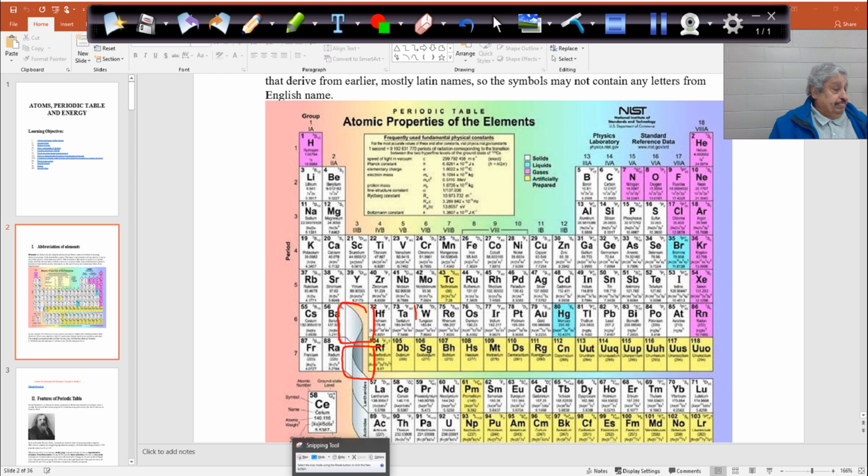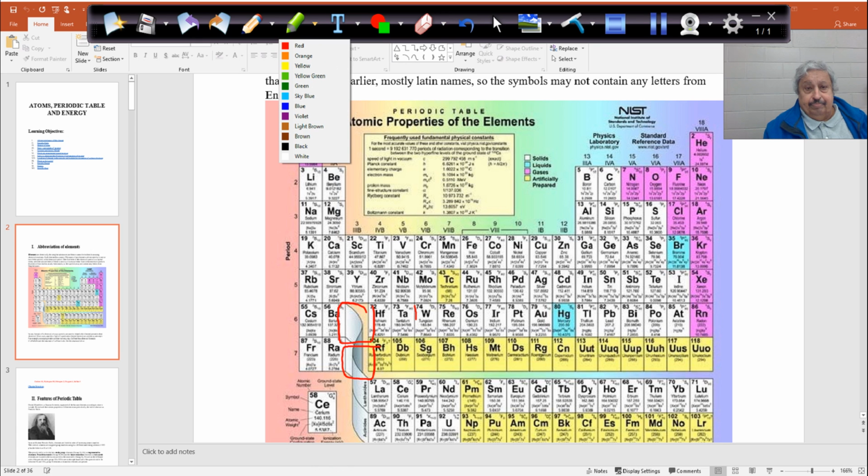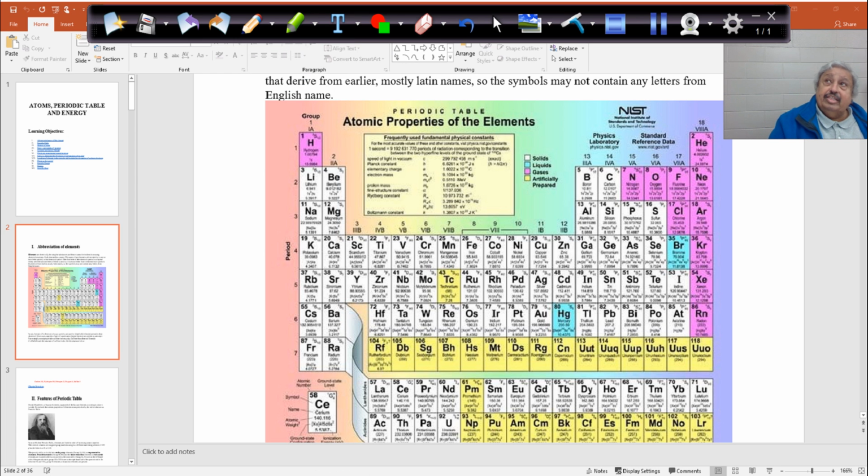Any question? Next, we have to look at the physical property of those elements. Correct? Are we ready for that? Let's look at this. In this periodic table, we can recognize metals, nonmetals, and metalloids. Metals, nonmetals, and metalloids, correct?